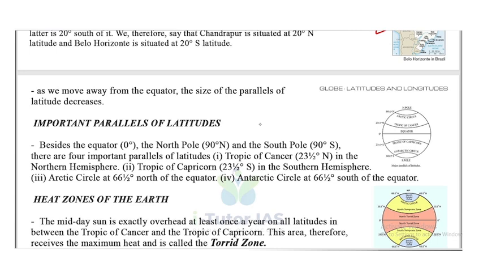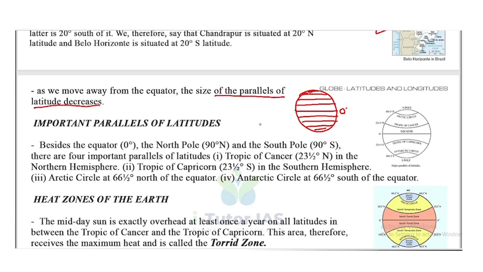As we move away from the equator, the size of the parallels of latitude decreases. Look, this is Earth and this is the equator, 0 degree. As we move away from the equator to both sides, south and north, the size of the parallels of latitude decreases. Look at this size, it's decreasing. At the poles it's very small.